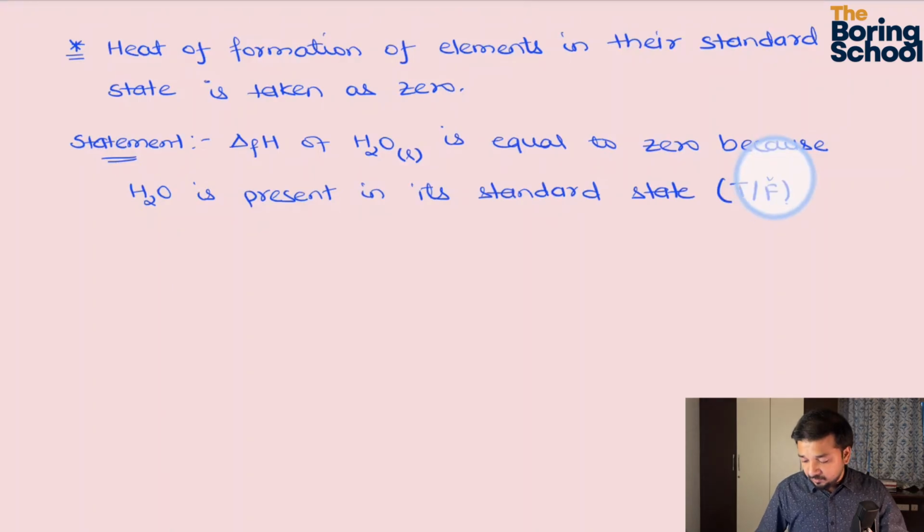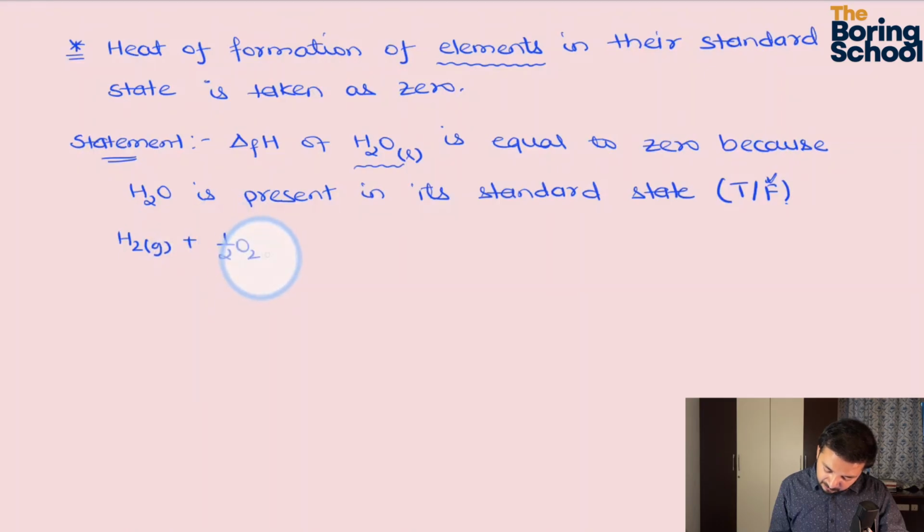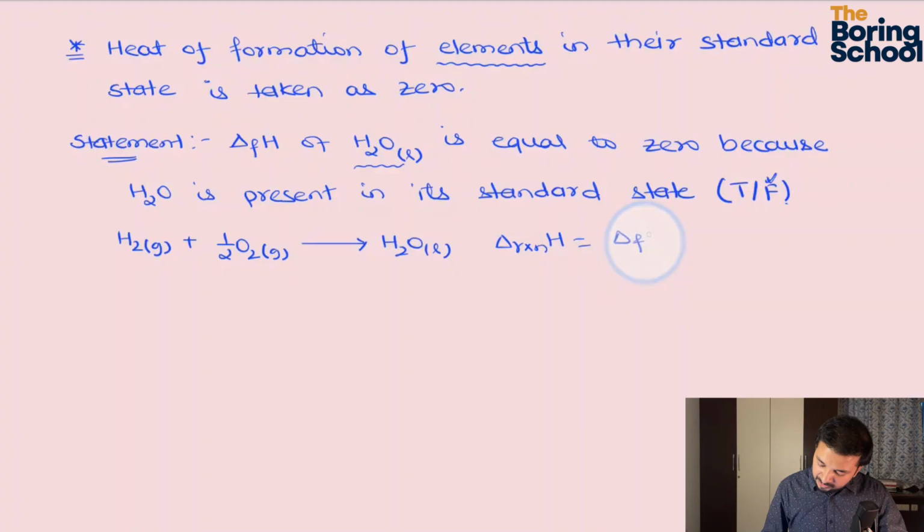The answer is false. Why is it false? Because the heat of formation of an element in its standard state is 0. H2O is not an element. H2O is a compound. That is why its heat of formation will not be equal to 0. Now, how will we define the heat of formation of H2O liquid? It will be H2 gas plus half of O2 gas giving H2O liquid. Delta H of this reaction will be equal to the heat of formation of H2O.